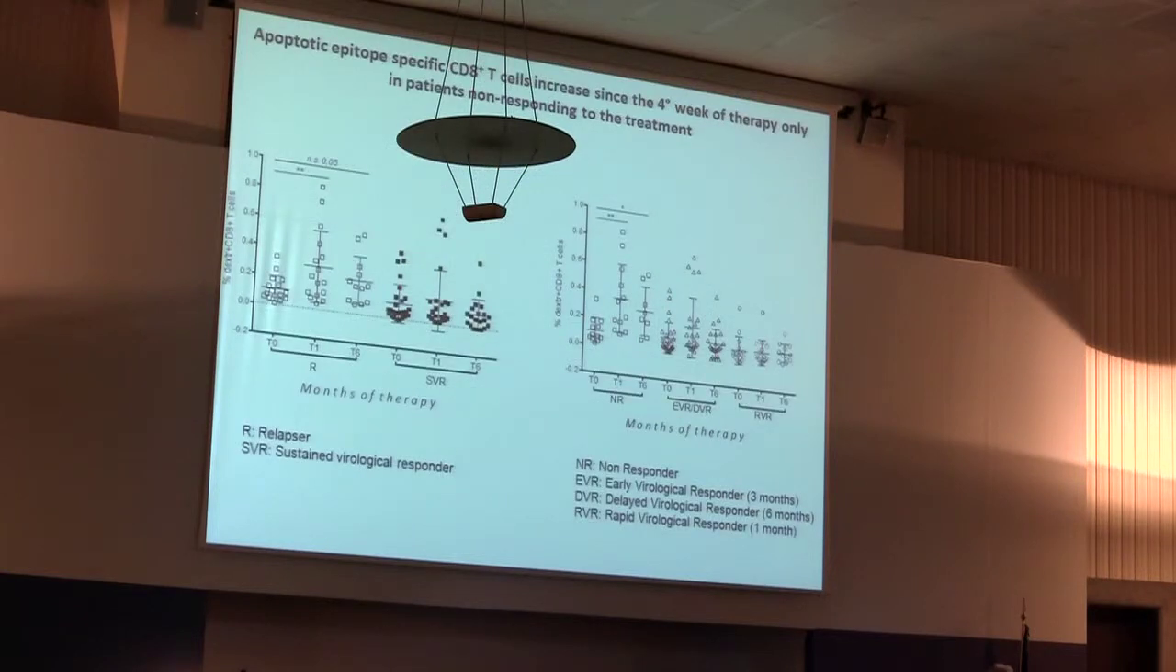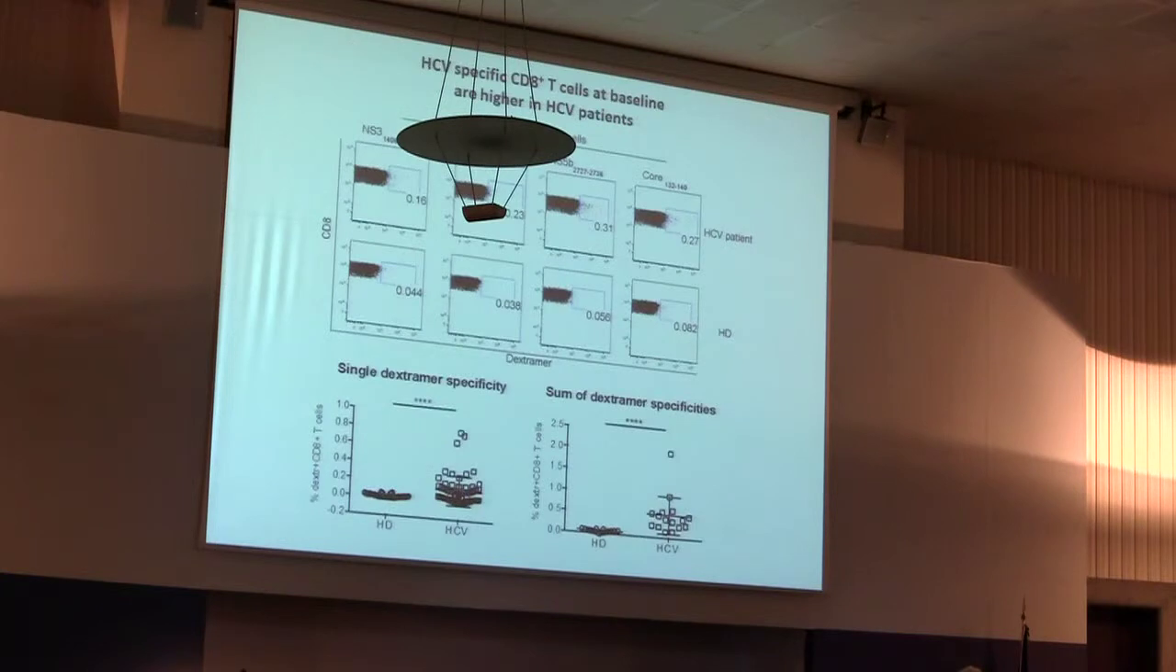But amazingly, it is extremely important that in a longitudinal study during the therapy, we observed a very strong, very significant increase of the frequency of these apoptotic epitope-specific CD8 positive cells after only 1 month of therapy, only in relapsed patients or non-responder patients, but not in other patients such as sustained virological responders or the different types of responders to the therapy, suggesting that the increase of this frequency predicts relapsers or non-responders to therapy.